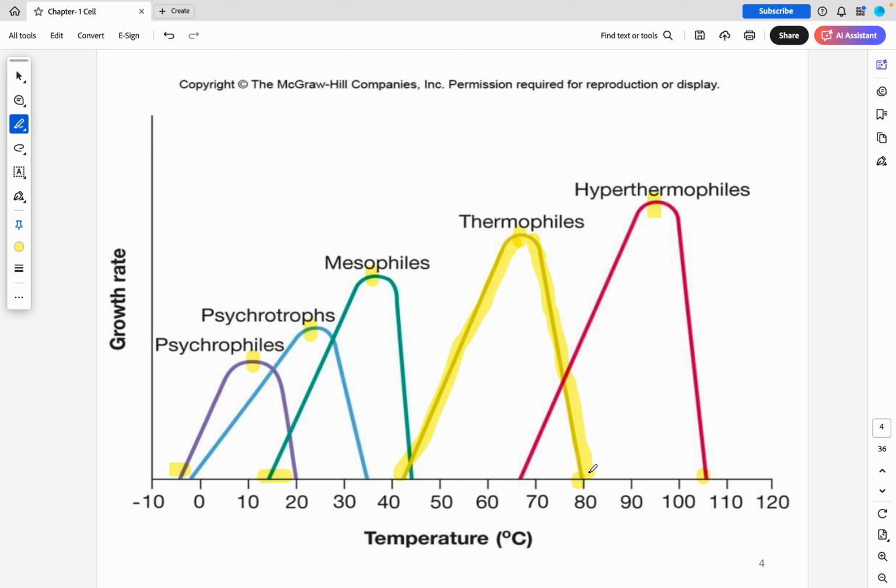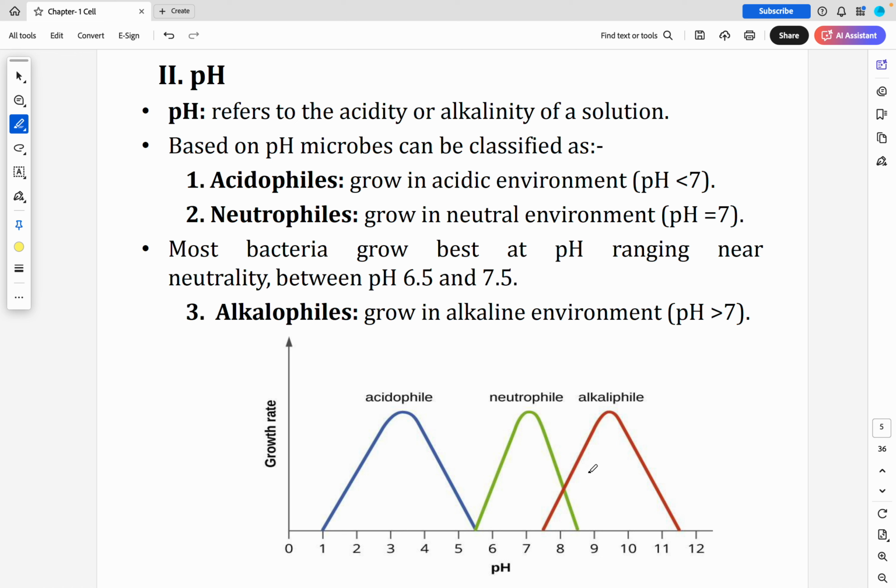Microbes will no longer tolerate higher temperature on the other side of their spectrum. Okay? Then we also have pH as another physical requirement. So pH, as a review, refers to the acidity or alkalinity of an environment, of a solution. And based on tolerated and preferred pH values, we have acidophilic microbes that grow in acidic environment, less than pH of 7. Neutrophilics, which grow in a neutral environment, pH of 6.5 to 7.5. And of course, alkalophilics or alkaliphiles, which grow in basic environments, with pH higher than 7 value.